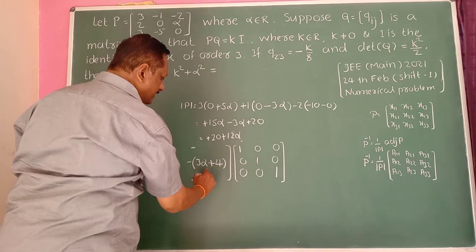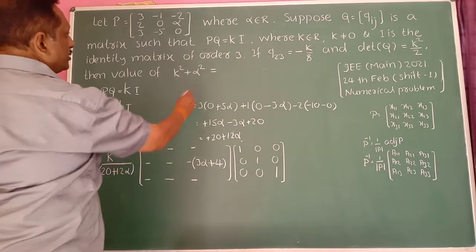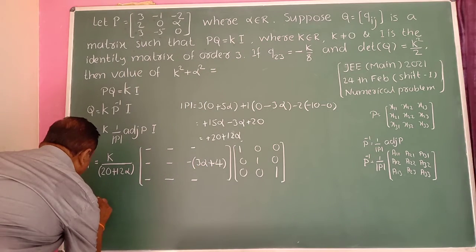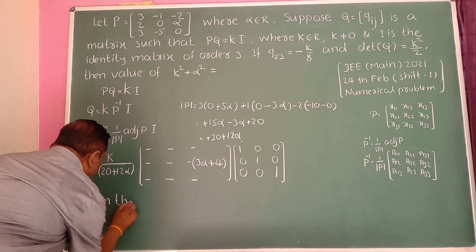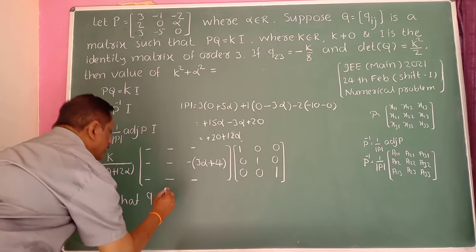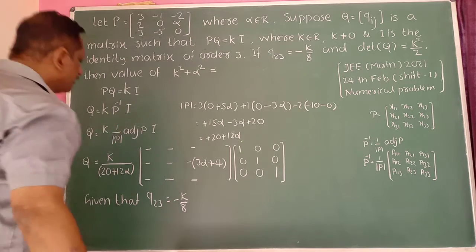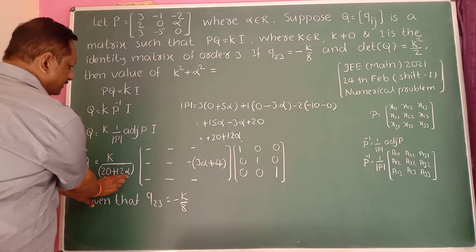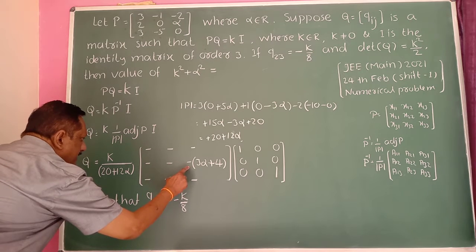Therefore, here multiply this row with a column. So this into this becomes minus of 3 alpha plus 4 here. Therefore, Q23 is already given here. So given that Q23 is equal to minus of K divided by 8 here. Q23 means this term into this term here. So therefore, the minus sign is there.